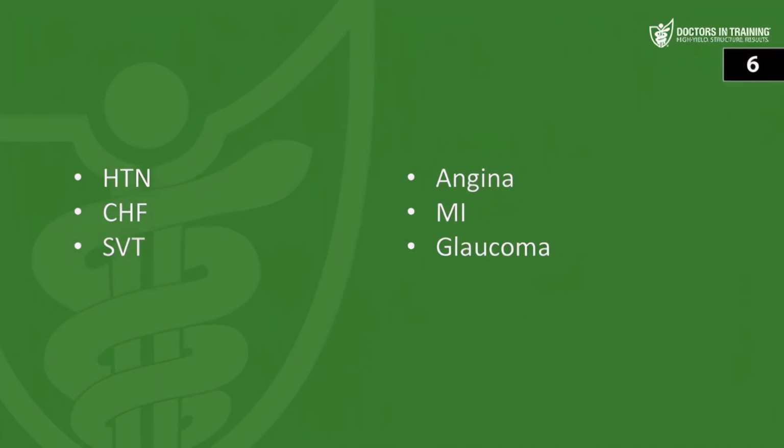Next, what are the various clinical applications of beta blockers? So beta blockers can be used for a lot of different things. Hypertension, CHF, supraventricular tachycardia. We use a lot in angina in MI patients. And then we're going to use some of those beta blockers in glaucoma patients as well.